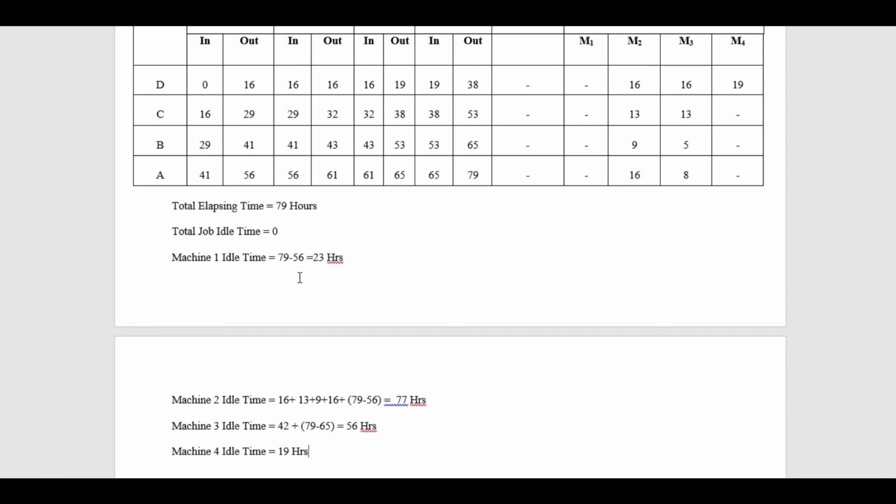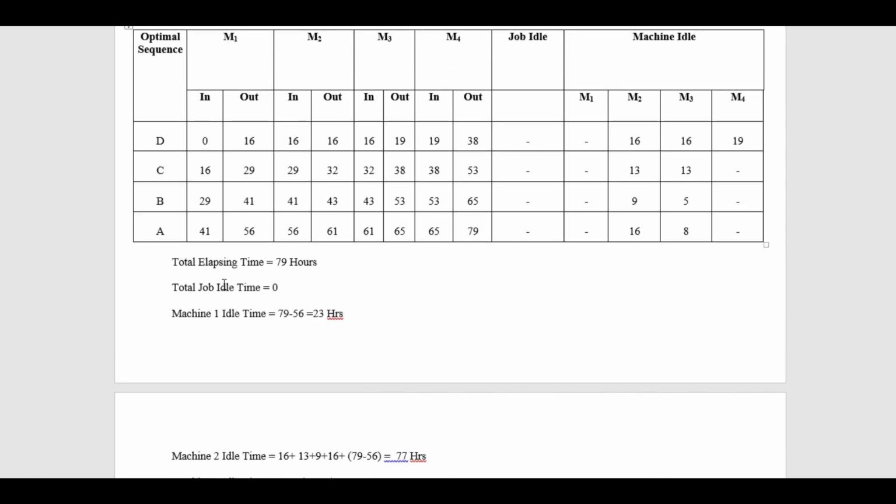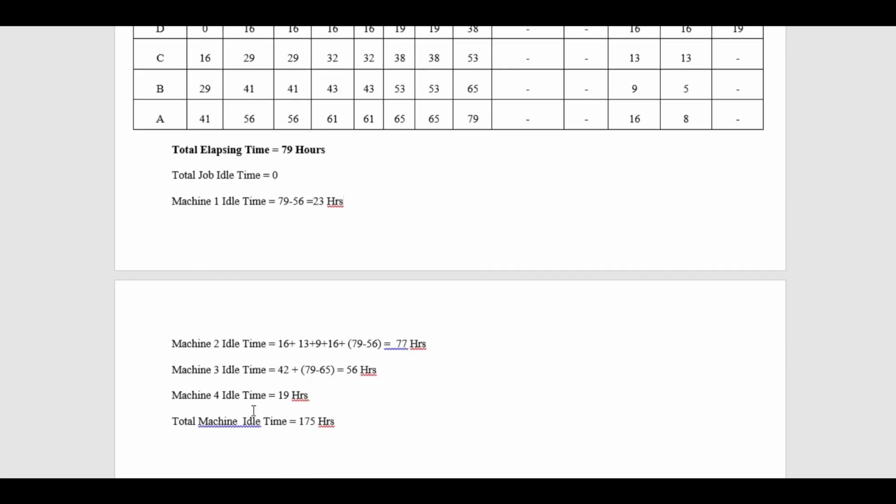Okay, so the total machine idle time will be 175 hours. Okay, so this is the solution for the given problem. Okay, thank you.